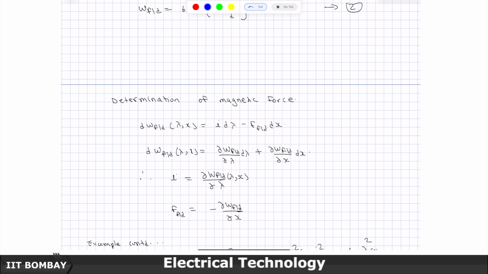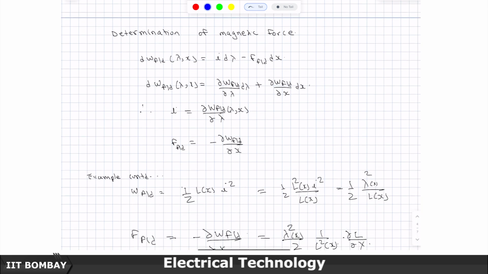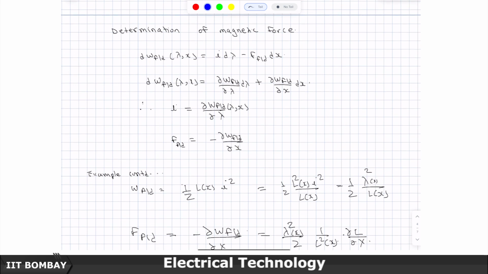And since this is true for whatever d lambda and dx that I am doing, I can equate it term by term, and I get that i should be equal to dW_fld by d lambda, and f_fld should be equal to minus the partial derivative of W_fld with respect to x.